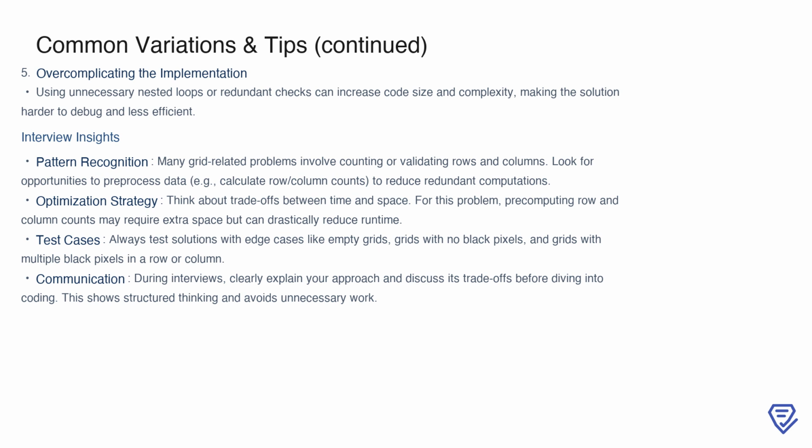For grid problems, a helpful strategy is to recognize recurring patterns. Many of these problems involve counting or validating rows and columns, so pre-processing data like row or column counts can minimize redundant computations. Balancing time and space trade-offs is also essential. For instance, pre-computing row and column counts might use additional space, but it can significantly improve runtime performance. Testing your solution with edge cases, such as grids with no black pixels or those with multiple black pixels in a single row or column, is critical to ensure correctness.